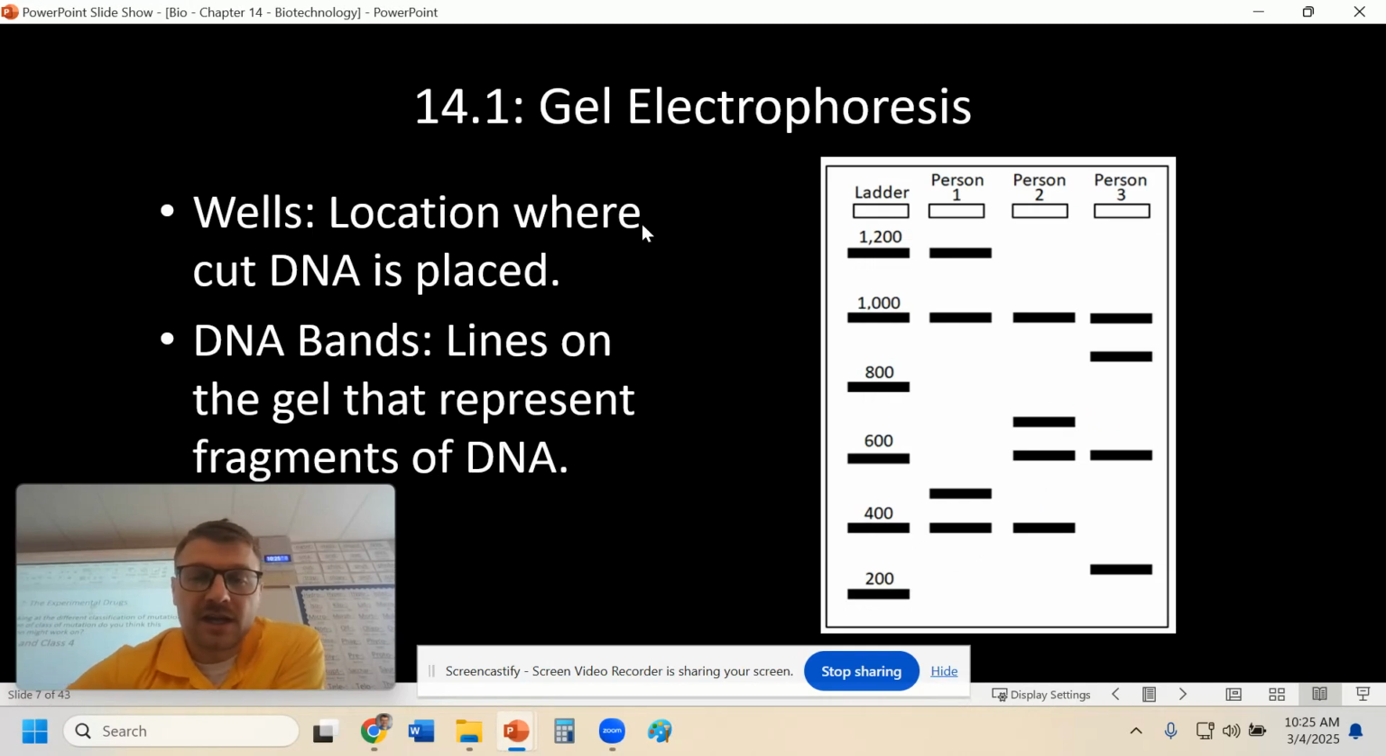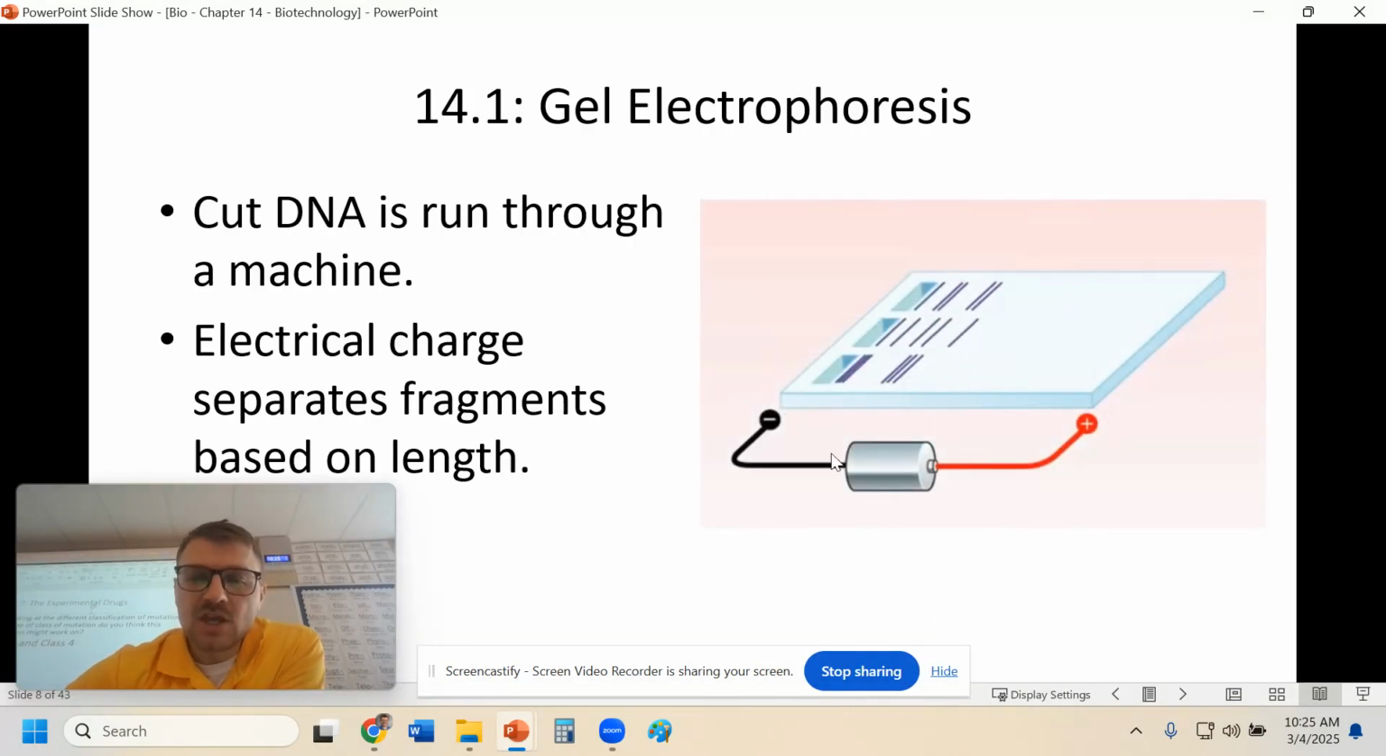So if we look here, again, here's our ladder that we already know. This is the pre-known DNA. Each person is going to have a unique set of these bands, or this unique set of DNA lines. So these DNA lines will, again, identify a person based on their unique DNA. So this is what it looks like.